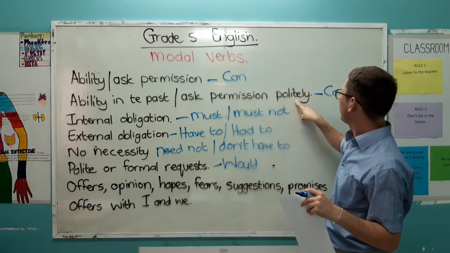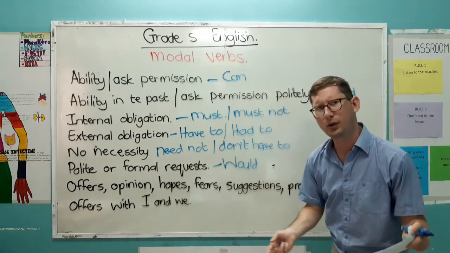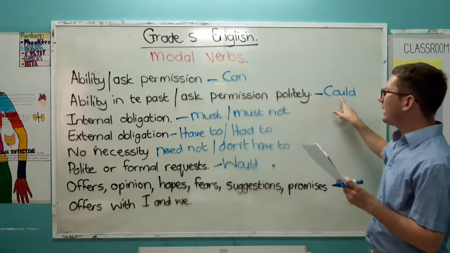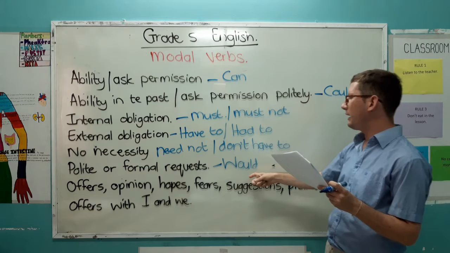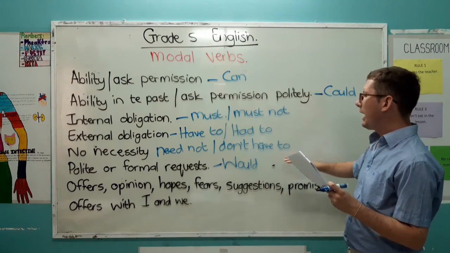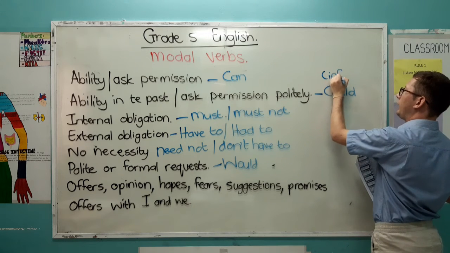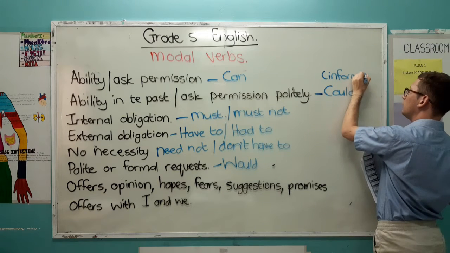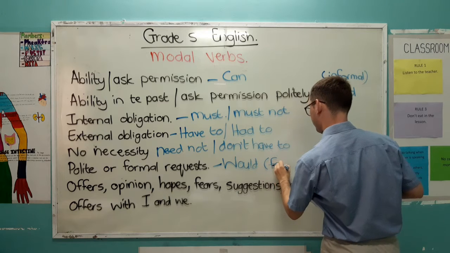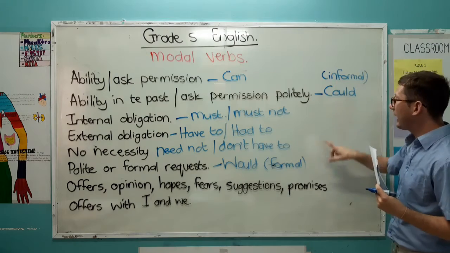The ability, could and would. Okay, they are similar. Would you do that, or could you do that? But this is more of an informal way, and this would be a formal way. Okay, so could you is asking permission in an informal way. So this would be informal, and this would be formal. Okay, formal and informal.